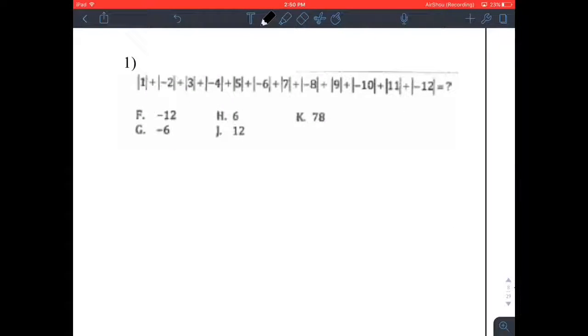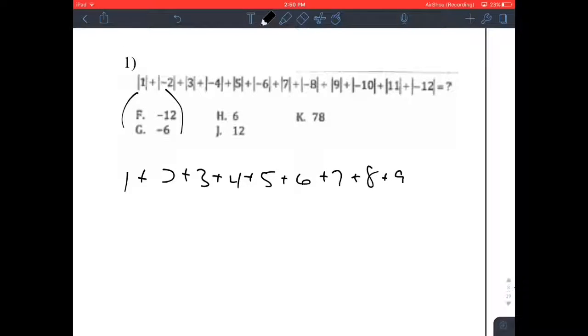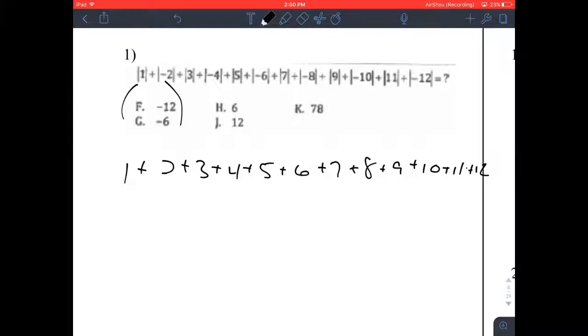So, question number 1, we are supposed to add these together. The absolute value of 1 is 1. The absolute value of 2 is 2. It's just a series of numbers whose absolute values are all positive. So we're supposed to add all those together. You can use a calculator. It's actually a quicker way to do this.